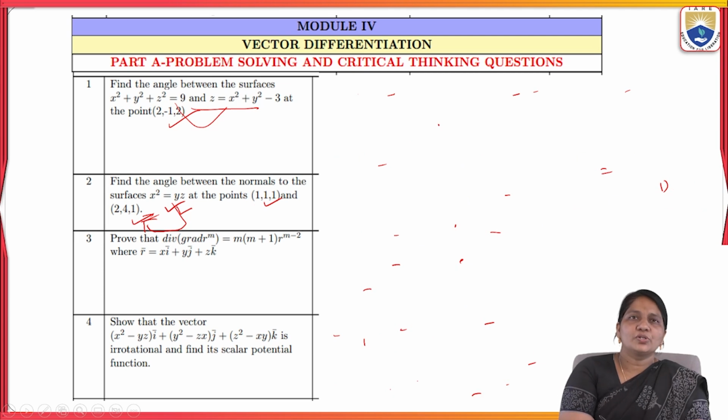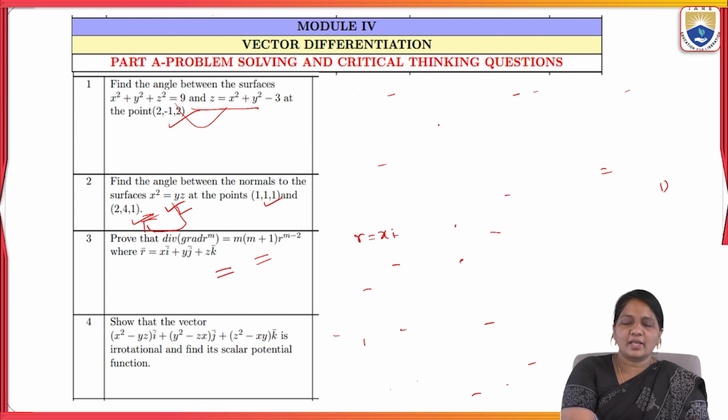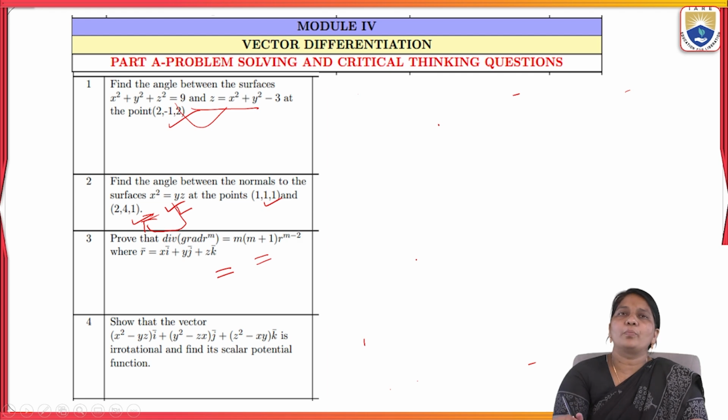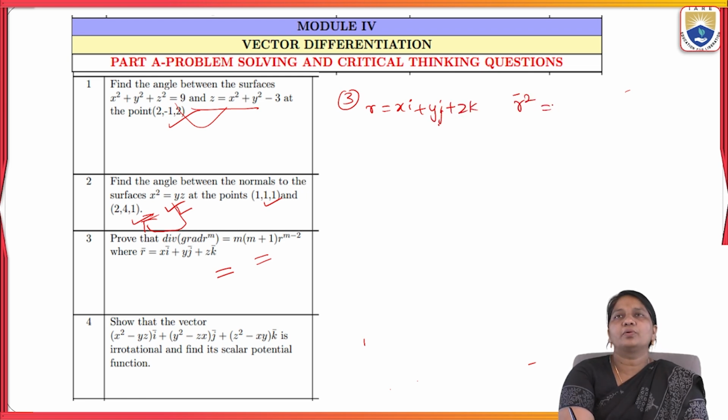So see the third one. Divergence of grad r power m is equal to m into m plus 1 into r power m minus 2. Here we need to prove this one by using r, that is xi plus yj plus zk. For this type of proofs or problems, we need to use the r value, that is xi plus yj plus zk, and r square equal to x square plus y square plus z square.